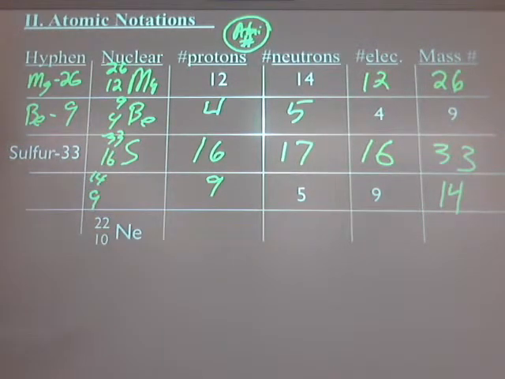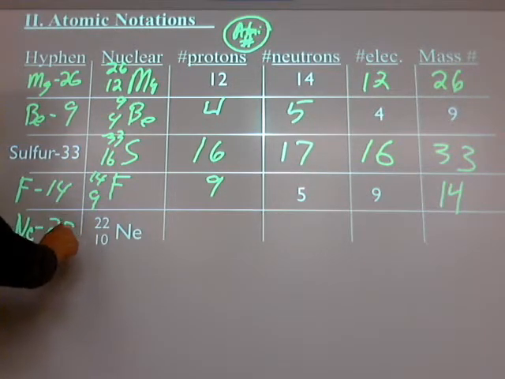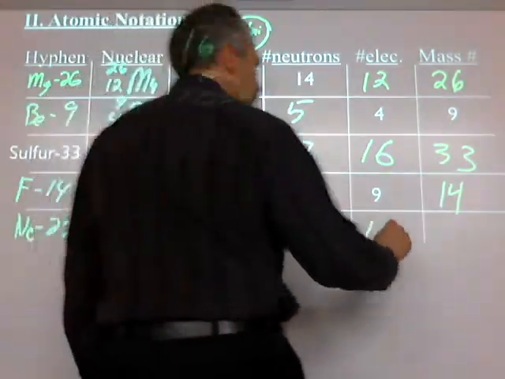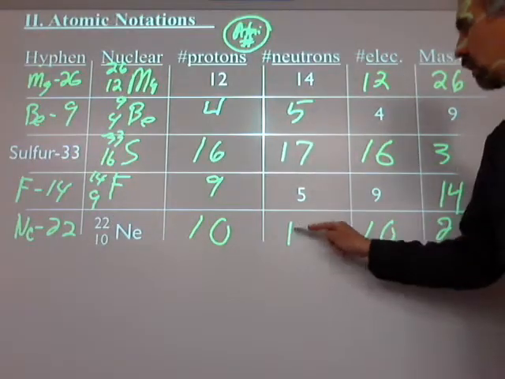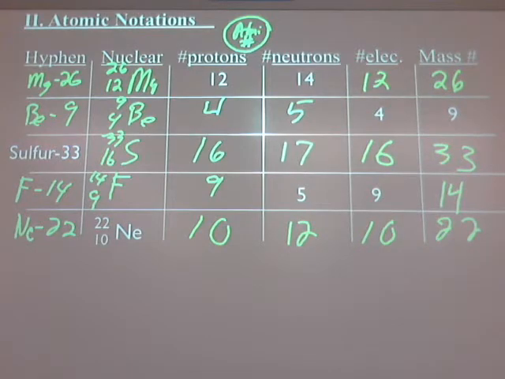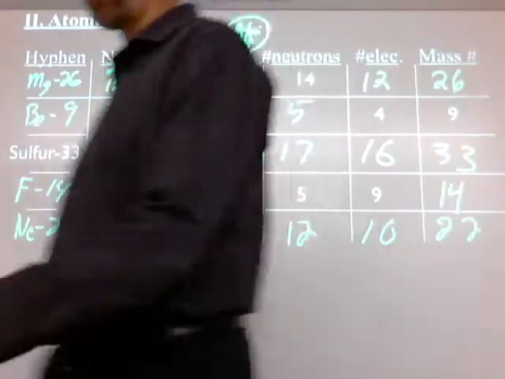14 over 9. Who's 9? Fluorine? Yep, F. So F14. And by the way, on the paper I'm giving you, you could either do the whole word, sulfur 33, or F14. You can do just a symbol. It doesn't matter. This guy here, Ne22, 10 and 10, 22 and 12. Y'all get that? All right. Good enough. That's what your homework's going to be, classwork's going to be.